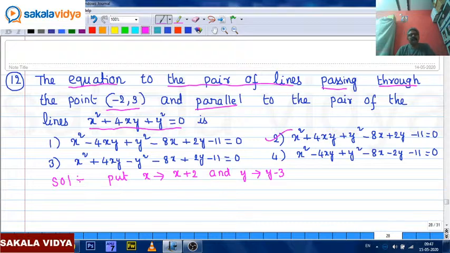Or even you can do like this: substitute (-2, 3) in the options, which will be verified. But substitution of x plus 2 and y minus 3 is easier and better than that.